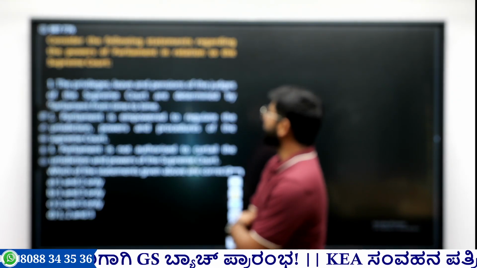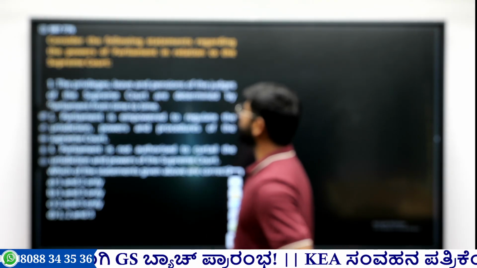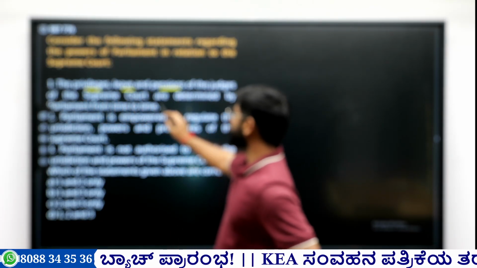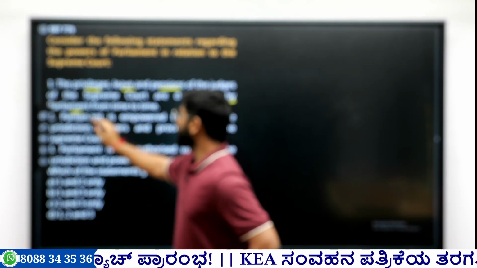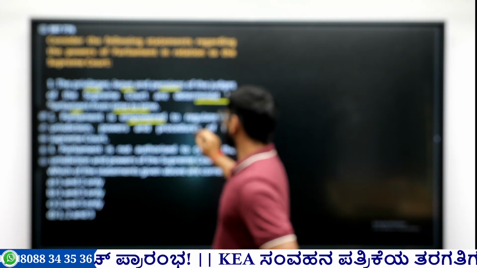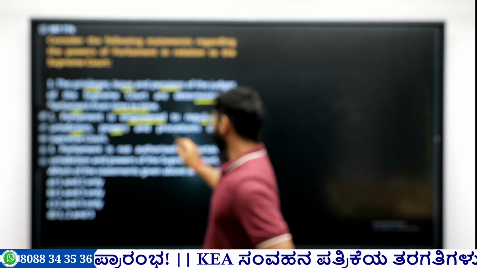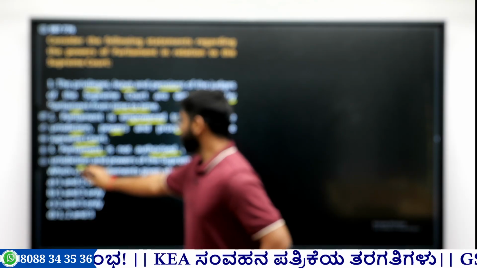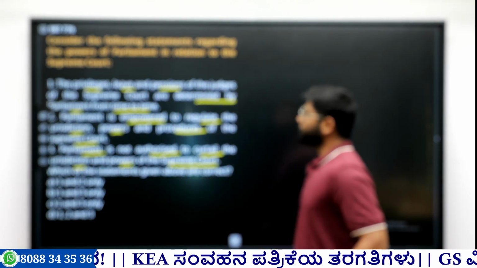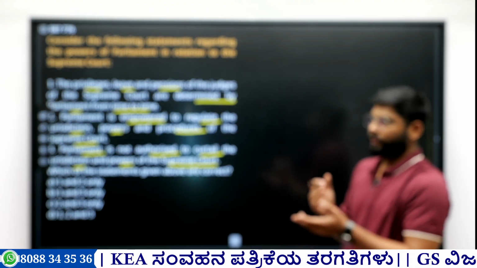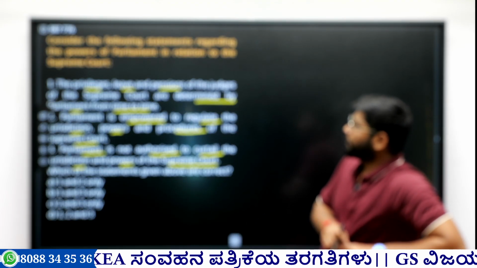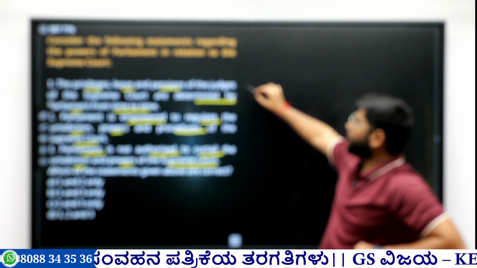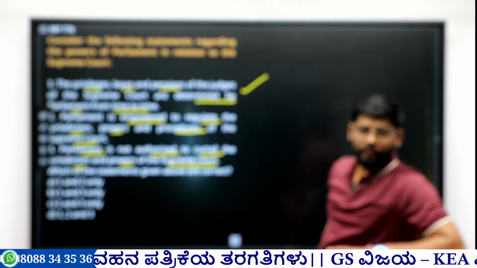So here, consider the following statements regarding the powers of Parliament in relation to the Supreme Court. The privileges, leave and pension of the judges of the Supreme Court are determined by Parliament from time to time. Then Parliament is empowered to regulate the jurisdiction, power and procedure of the Supreme Court. Then Parliament is not authorized to curtail the jurisdiction and power of the Supreme Court. So the fourth statement is giving certain power to Parliament. When it comes to the privileges, leave, and pension of the judges of the Supreme Court being determined by Parliament from time to time, yes, it is the power of Parliament.